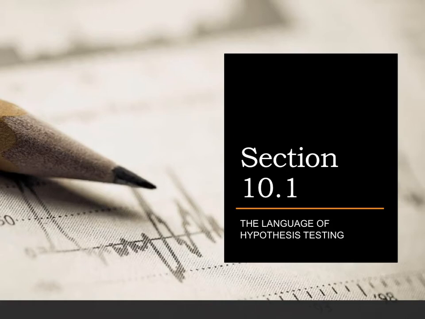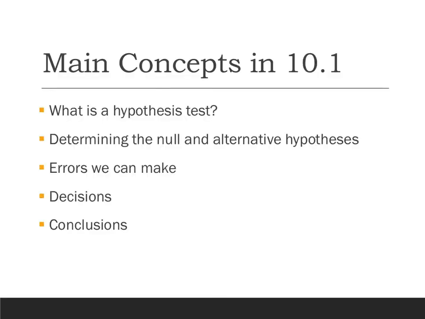Right, this is section 10.1, part 2. In the first part of our series on 10.1, we talked about what a hypothesis test is, and now we're going to look at what the null and alternative hypotheses are and how we can identify them in our problem.